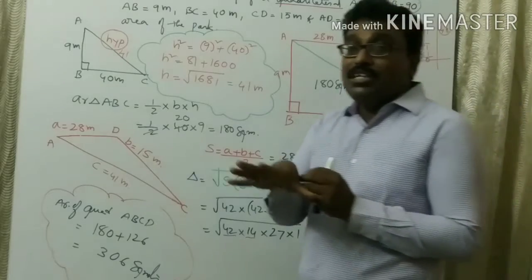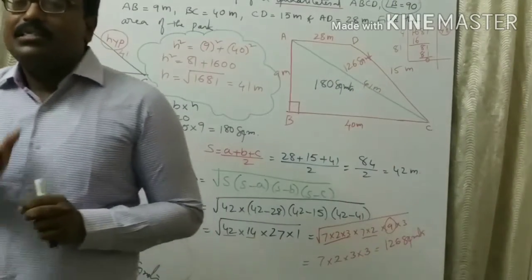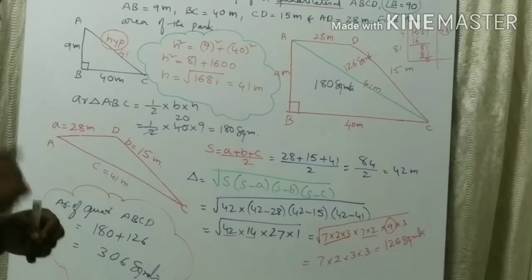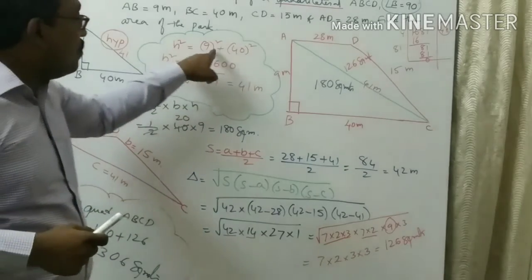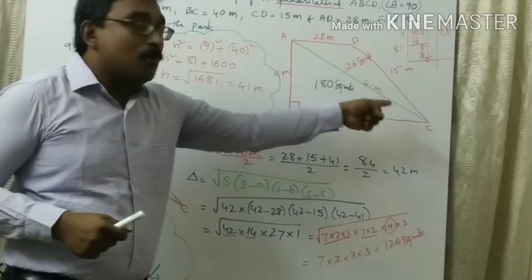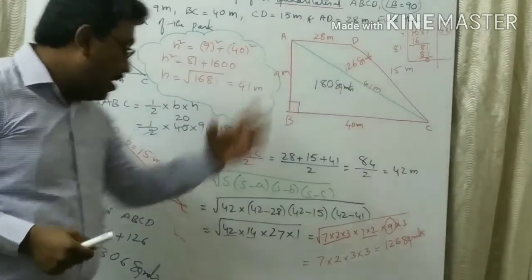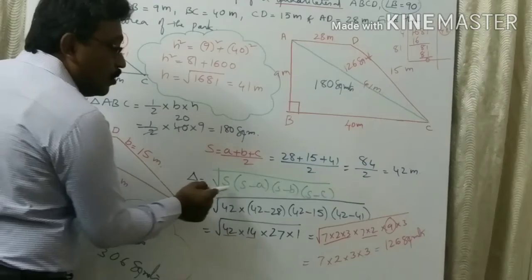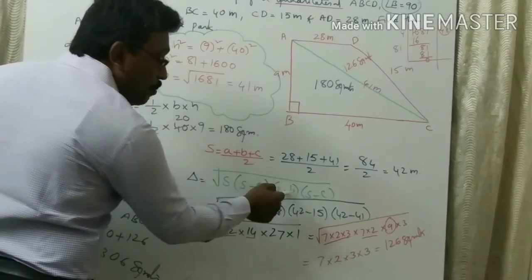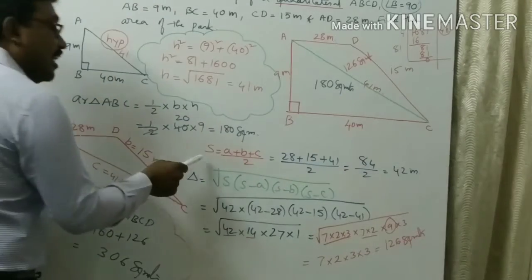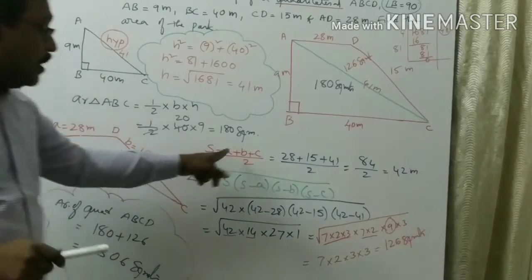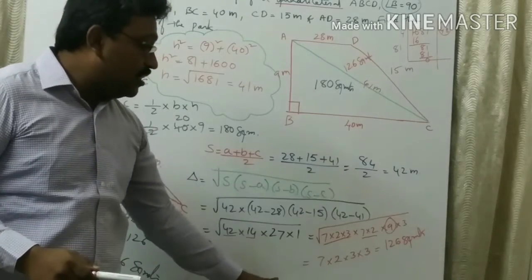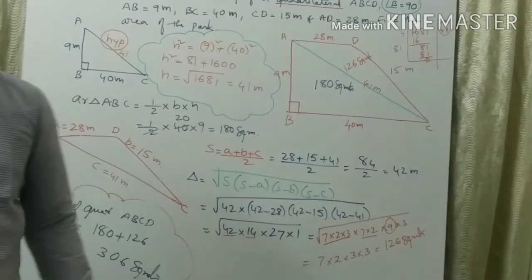What theorem did we use here? Pythagoras theorem: side square plus side square is equal to hypotenuse square. By using that formula, I found the hypotenuse, which is of course the diagonal. I substituted here. Now, here I used Heron's formula, root of s into s minus a into s minus b into s minus c. What is s? It's the semi-perimeter, a plus b plus c by 2. By using this formula, I got 126.